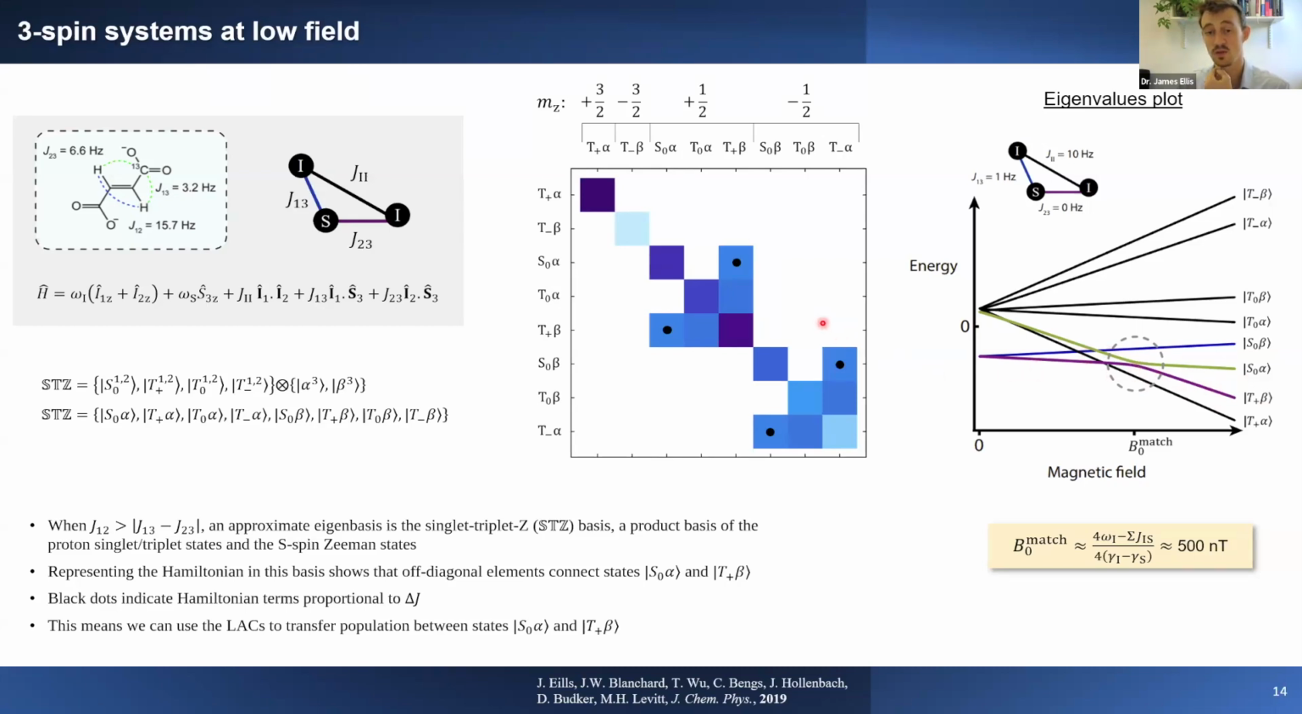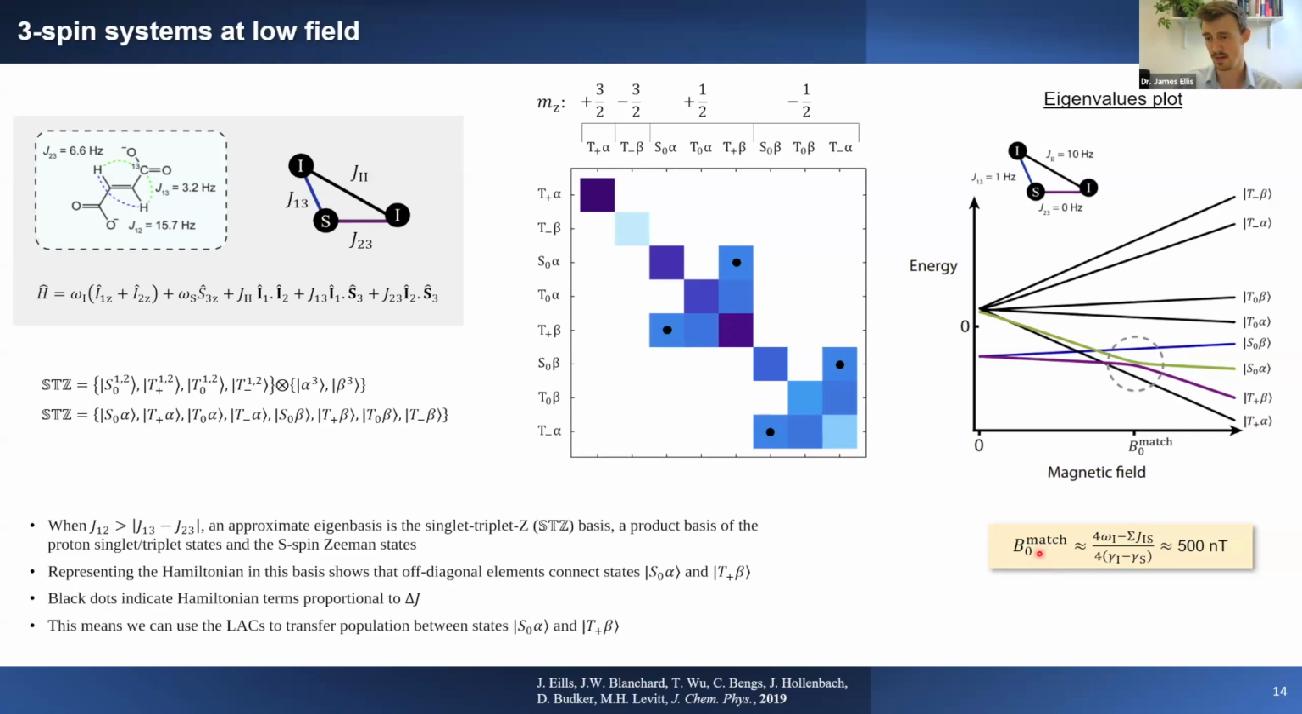And that's because if we look at the Hamiltonian structure, if we write the Hamiltonian in this singlet triplet Z state basis, we can find those states. We have singlet alpha and triplet plus beta. And we see that there's a point where these diagonal elements can be equilibrated in energy. And the off-diagonal elements lead to this avoided crossing between those 2 states. And that means that we can have population evolution between these states. So we will be able to use this to transfer population from the singlet alpha state to triplet plus beta.